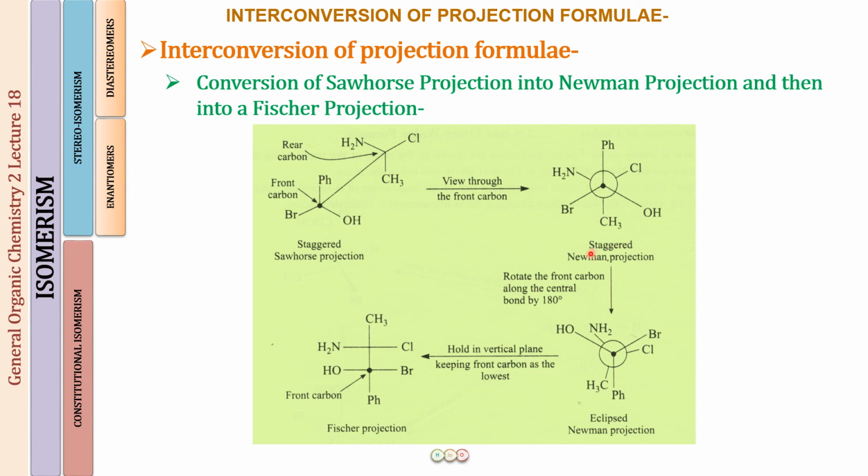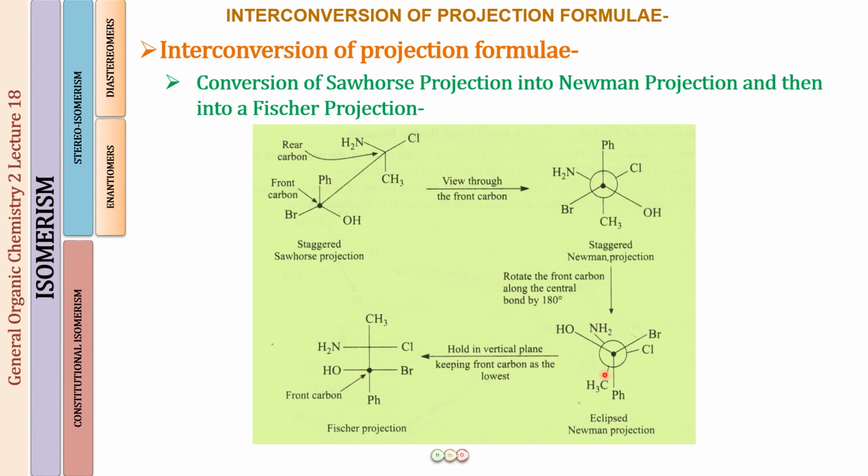And now you have to convert this into the eclipsed. So what did we do for the staggered? Well, we kept one of the carbons to be stable with its group and we rotated the sigma bond so that the other carbon, the groups attached to it, well, they rotated by an angle of 180 degrees. So that we will be doing it for the Newman also.